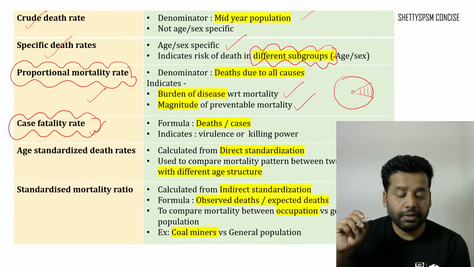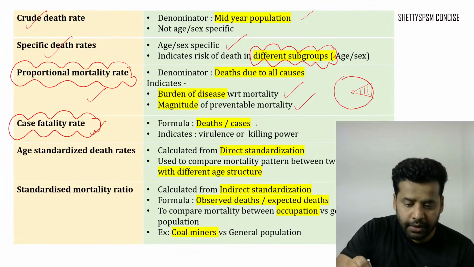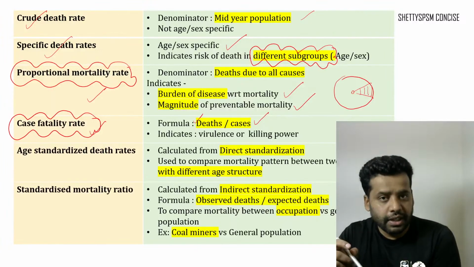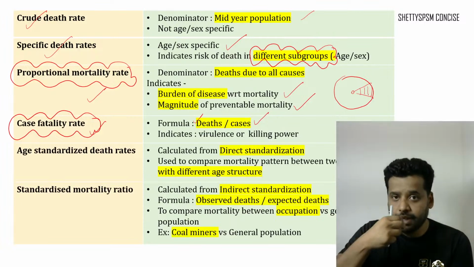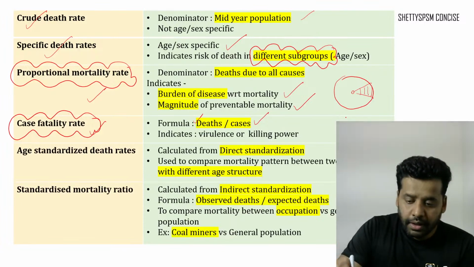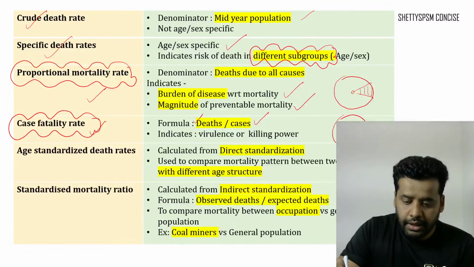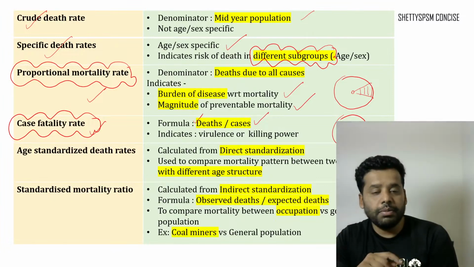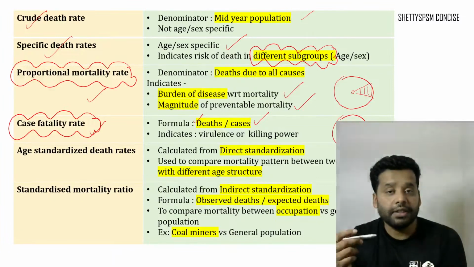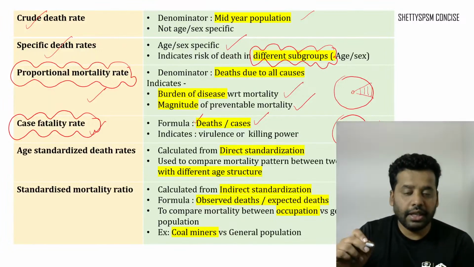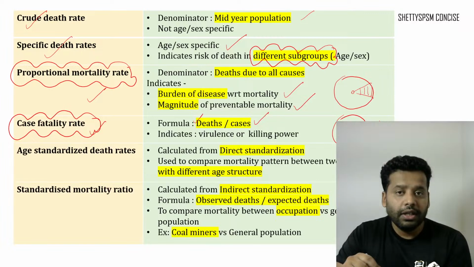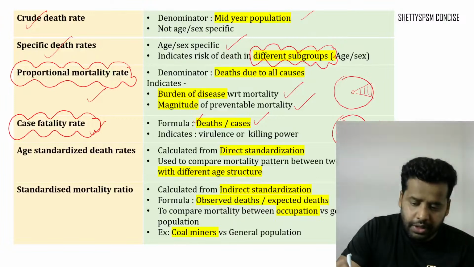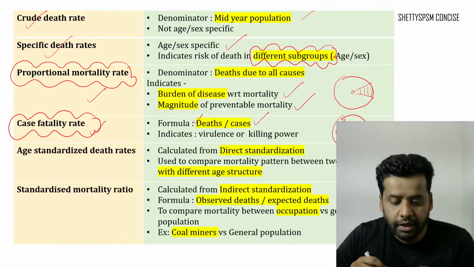Case fatality rates, as the word suggests, the denominator will be cases and the numerator will be deaths. For example, if there are 100 cases and 30 died, what is the case fatality rate? 30%. The remaining 70% will indicate the survival rate. If case fatality rate is 30%, then the rest, they survived. That is called the survival rate, 70%. So both will go opposite. Yes, case fatality rates and survival rate will go opposite.